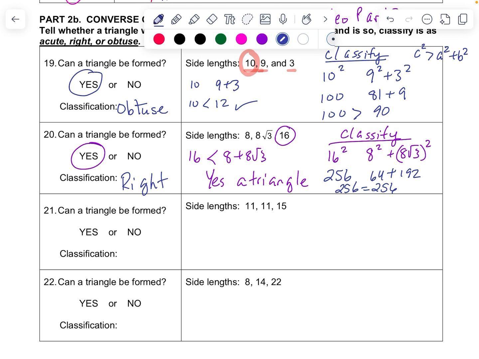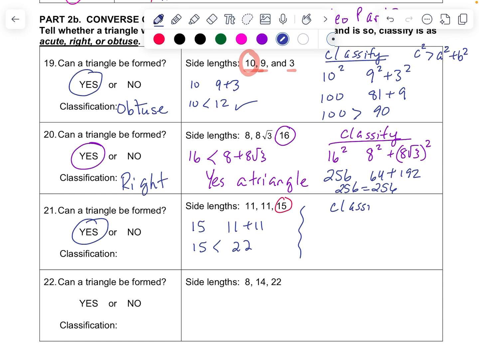Next one, I have 11, 11, and 15. So I'm going to circle my longest side. That's the 15. I'm going to write it first. Is 15 smaller than 11 plus 11? All right, 11 plus 11 is 22. So yes, 15 is smaller than the two legs added together. So again, yes, it makes a triangle.